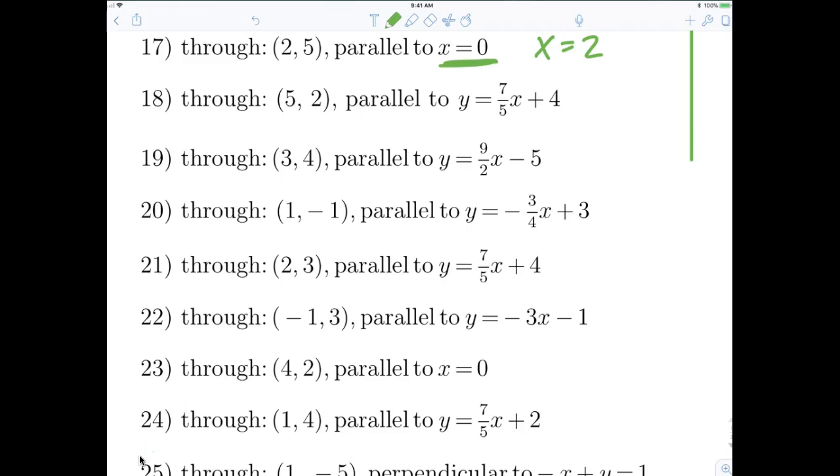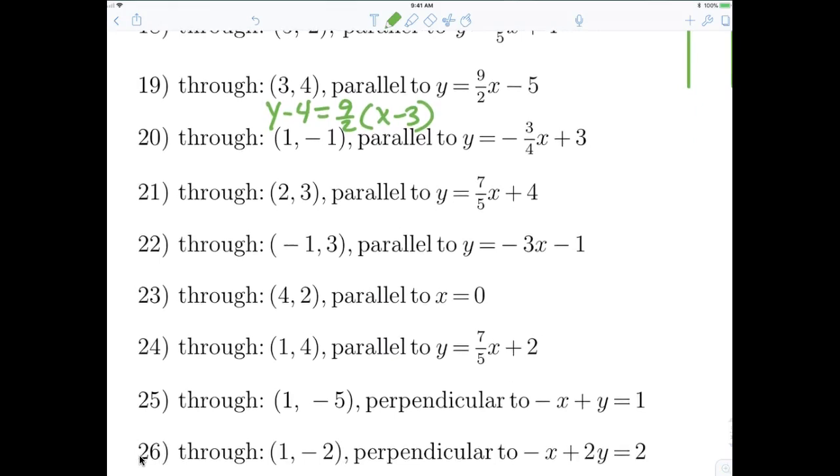1 minus 4 equals 9/2 x minus 3. Guys, that's simple now. Anybody have any issues? That's how it should be. We should just be zipping through these problems. All right, someone tell me about number 21.